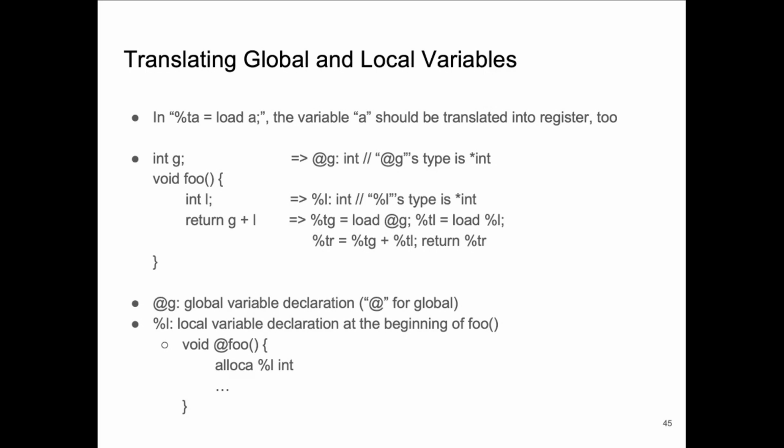So it is going to be declared at the beginning of the function, like you're going to declare %L, which is of type int, so that %L's type should be pointer to integer. And this allocation is allocated here.